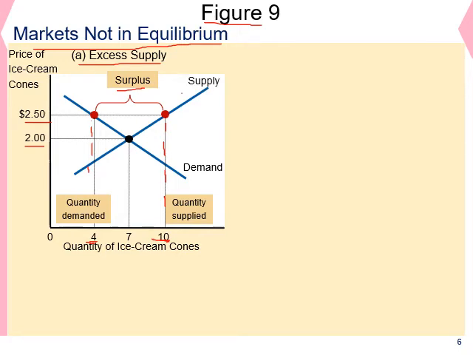And there will be a downward pressure on the price. This downward pressure will decrease the price until equilibrium at $2, where quantity demanded equals quantity supplied.